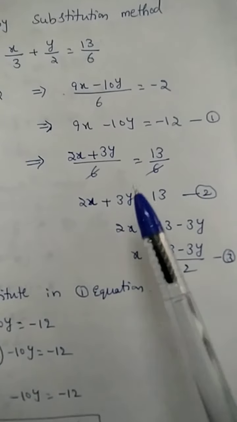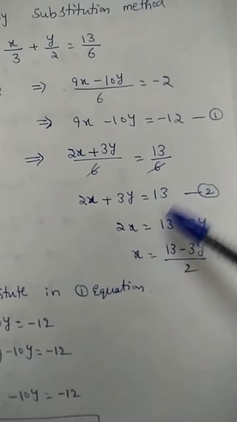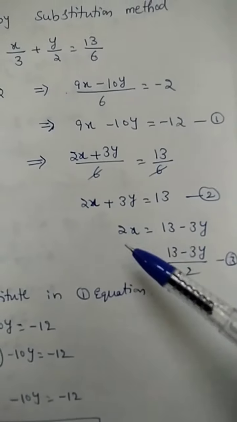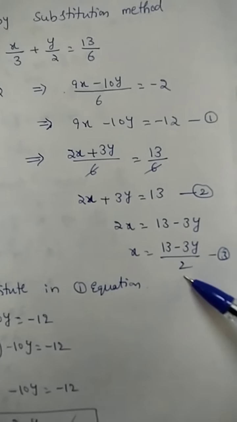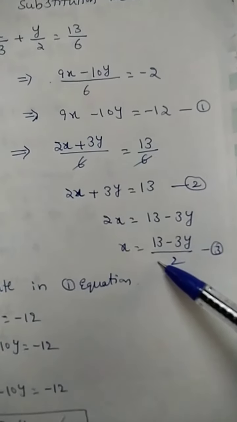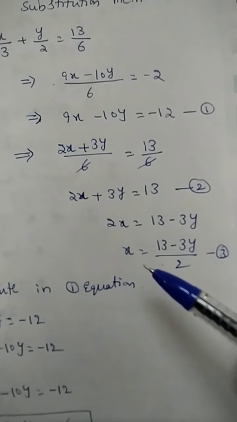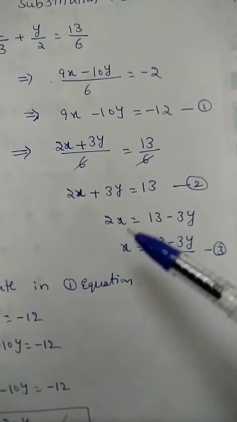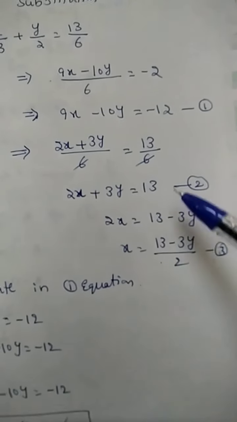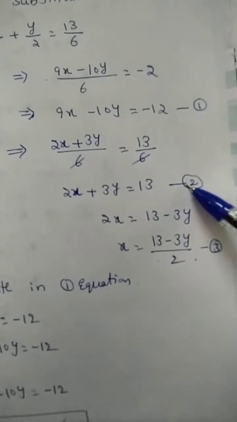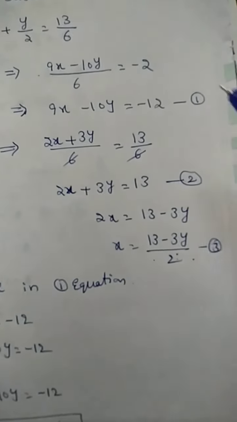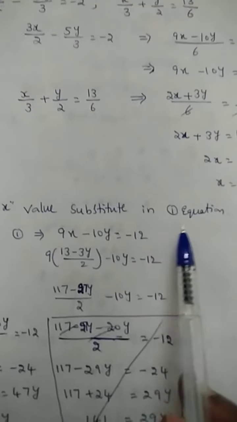Now I'll work with the second equation directly. 2x is equal to 13 minus 3y, so x is equal to 13 minus 3y by 2. This is the third equation, the x result. We got x is equal to 13 minus 3y by 2 from the second equation. This result is not to be substituted in the second equation; it is to be substituted in the first equation. So now substitute the x value in the first equation.